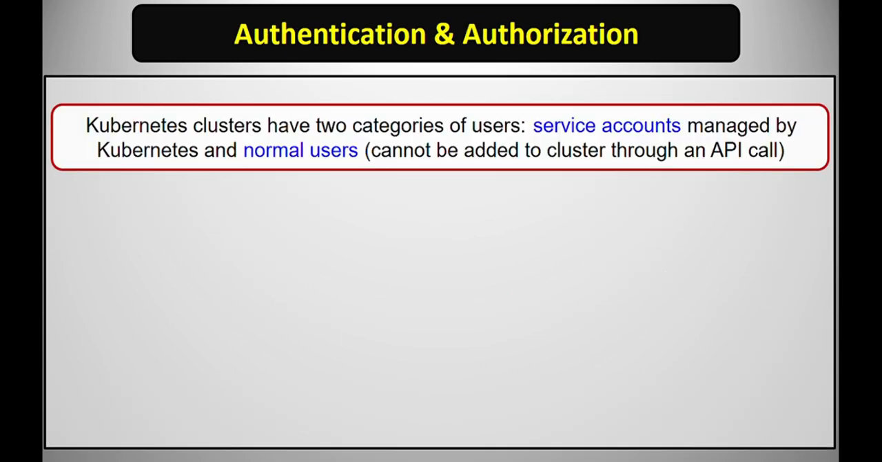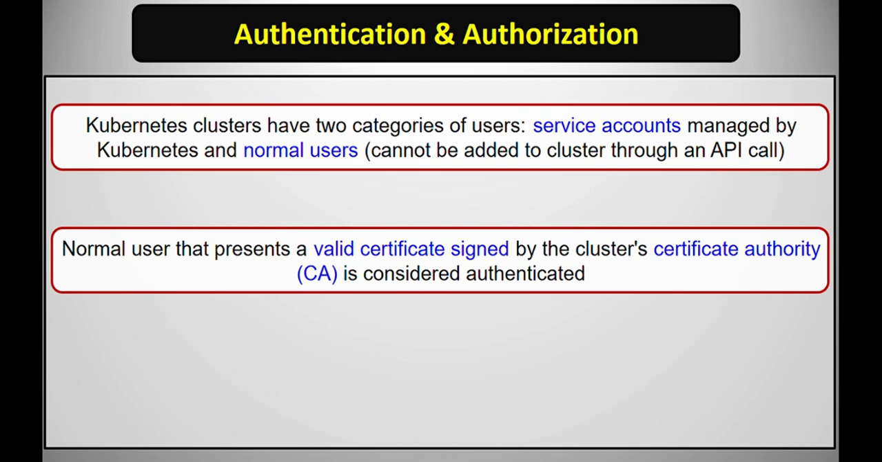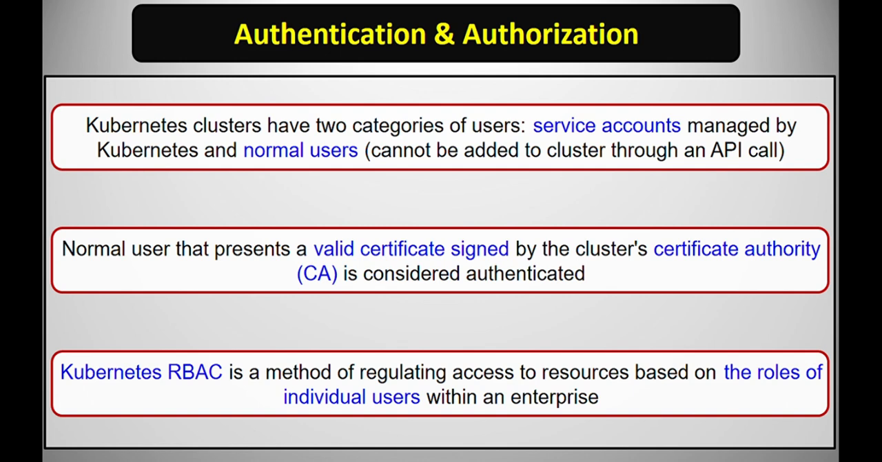A Kubernetes cluster has two categories of users. The first one is service account, which is managed by Kubernetes, and the second is a normal user account that cannot be added to the cluster through an API call. A normal user is considered authenticated if it presents a valid certificate signed by the cluster certificate authority. And after creation of the user, Kubernetes role-based access control is used for regulating access to resources based on the roles of the individual users within an enterprise.